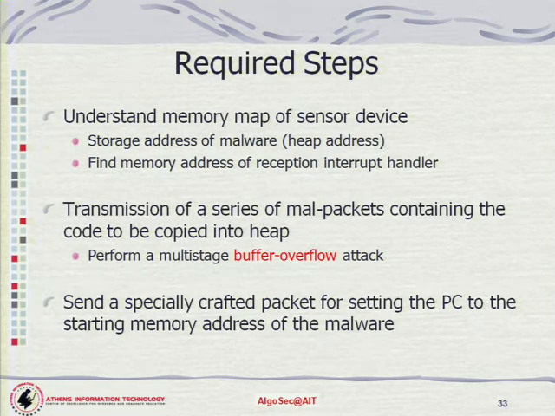Now, this is just an overview again. The required steps are, first of all, to understand the memory map of the sensor device that we are going to target. You must find the storage address of the malware, the address where the heap starts, and you have to find the memory address of the reception interrupt handler. Then you transmit a series of malicious packets containing the code that is to be copied into the heap. What you actually do is a multistage buffer overflow, so each one of the packets performs a buffer overflow attack. And then you send a specially crafted packet for changing the program counter to the address of your code, the address of the heap.